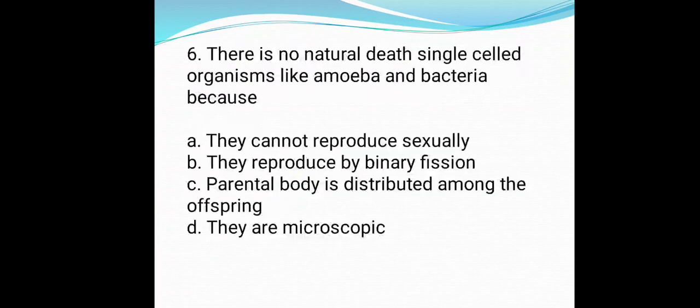There is no natural death in single-celled organisms like amoeba and bacteria, because. Here they have given four options: because they cannot reproduce sexually; they reproduce by binary fission; the parental body is distributed among the offspring; and they are microscopic. Here you can see they have asked why there is no natural death.